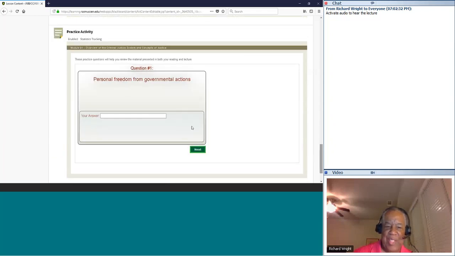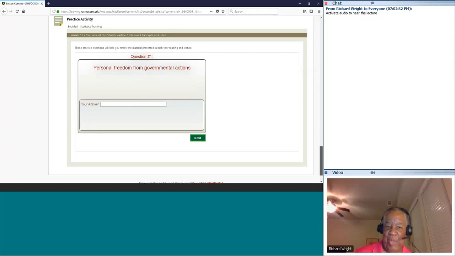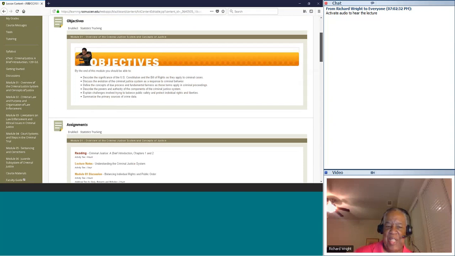Now we have this practice activity. I encourage you to take the time to do these. For example, after you've read it, it says the personal freedom from government actions, and you type in your answer. Then when you click next, it will tell you what the correct answer is, and you'll type yours in as well. I'm not going to take time to do that today or most weeks, but it'll help you review the material from your reading, from the lecture, and from the materials that I just went over with you a few minutes ago. Okay? And that's your expectations for this course.